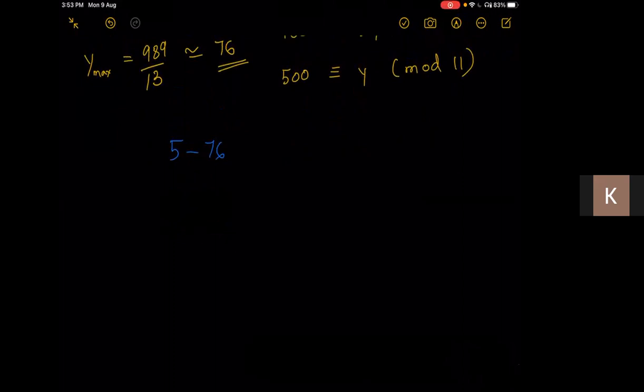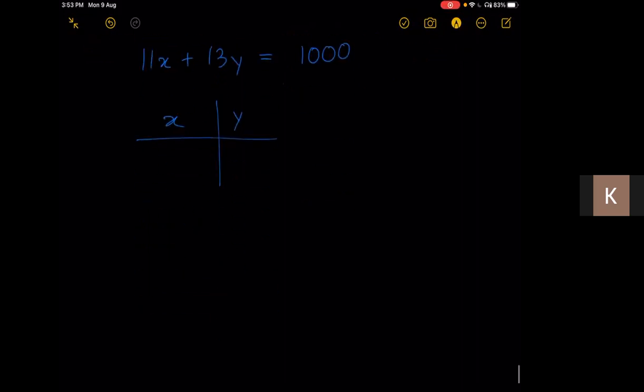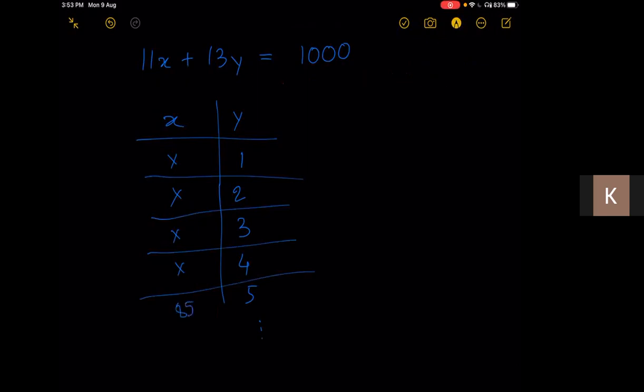Okay, so as Sukrit pointed out, the smallest value of y is 5. You can try this 11x plus 13y equal to 1000. So for x, y, you make a table for y equal to 1, 2, 3, 4, 5 and so on. The x values you will get, that is not an integer, not an integer, not an integer. Suddenly I think you will get 85, which is an integer.